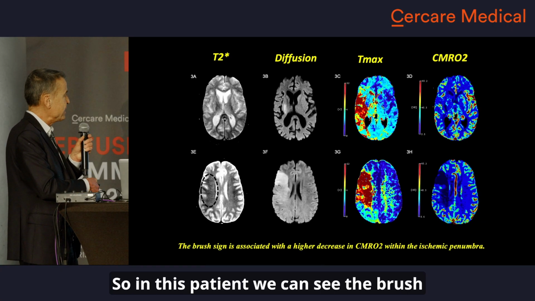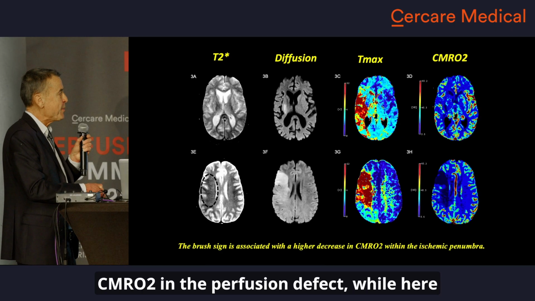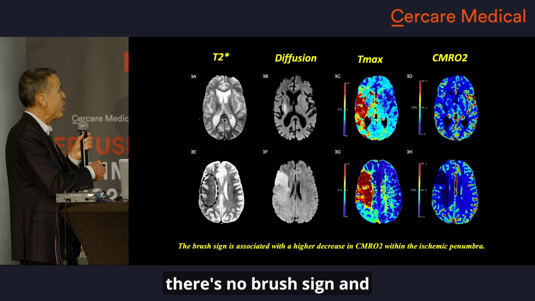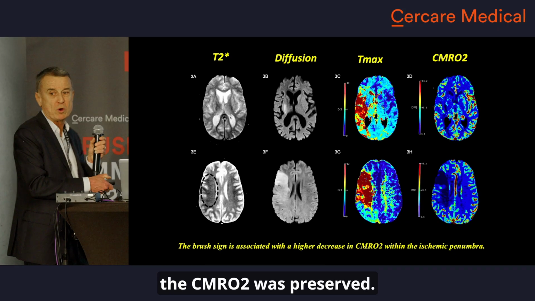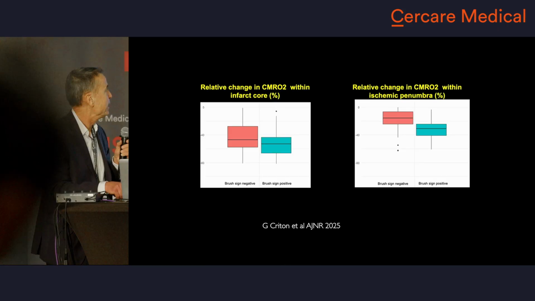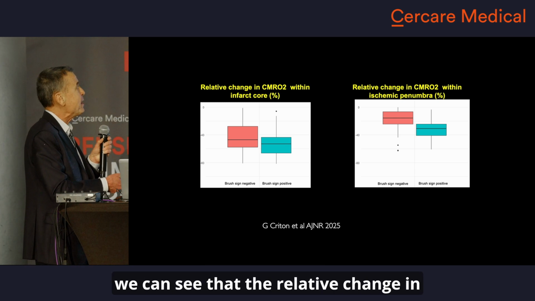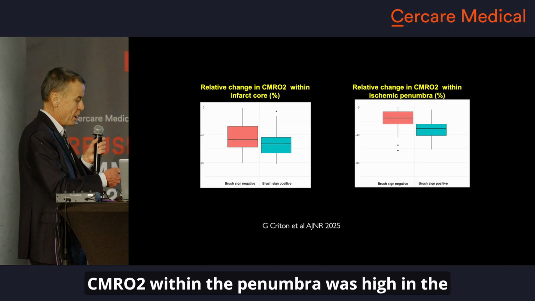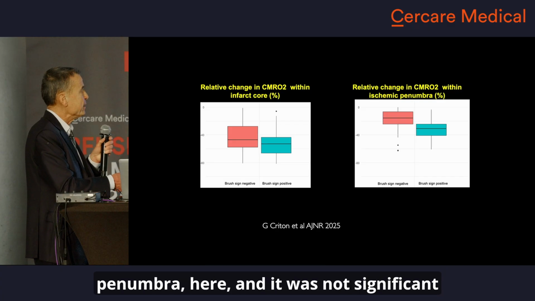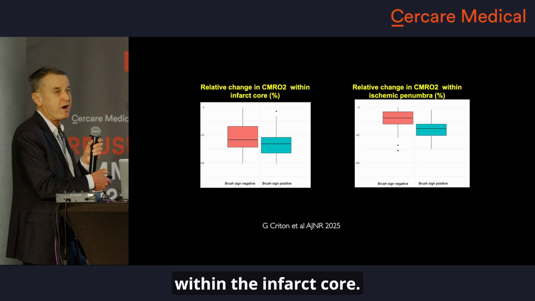So in this patient, we can see the brush sign, and we can see a high decrease in CMRO₂ in the perfusion defect, while here there's no brush sign, and the CMRO₂ was preserved. This is confirmed by this graph, where we can see that the relative change in CMRO₂ was high within the penumbra, and it was not significant within the infarct core.